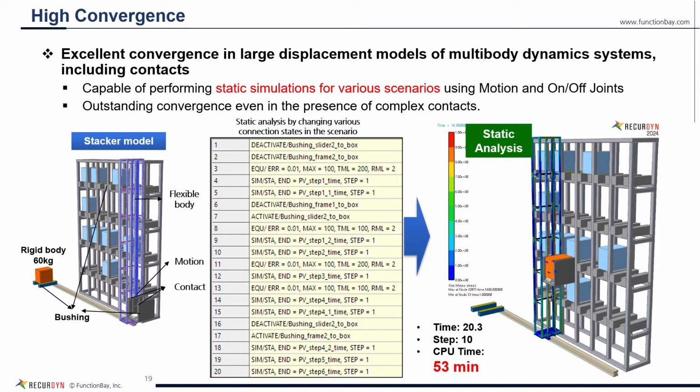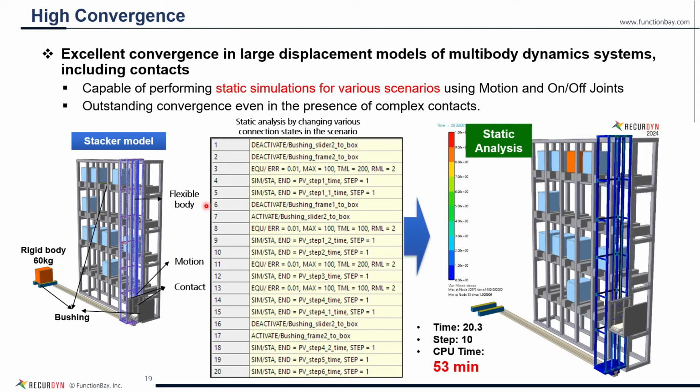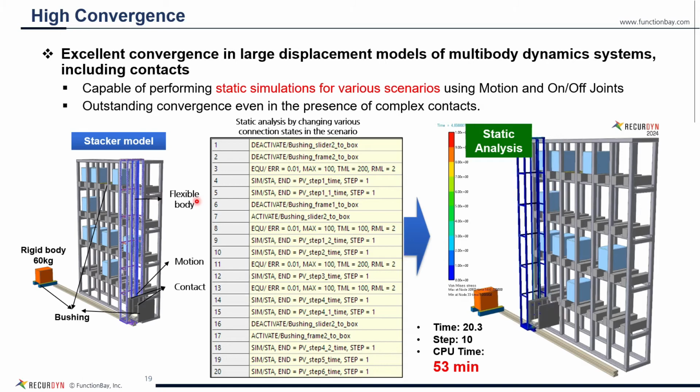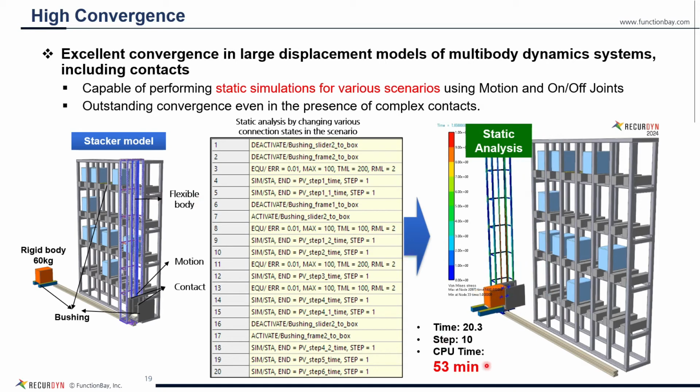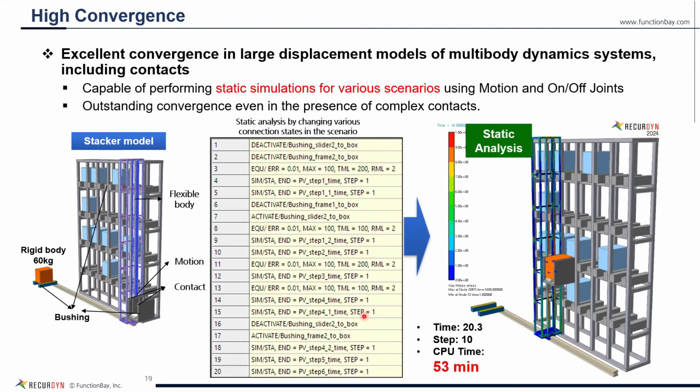This is not just a result of dynamic analysis. Instead, multiple static analyses for the desired states were performed sequentially, using motion and contact. While it took 53 minutes to achieve convergence, performing the same analysis with dynamic analysis would have taken significantly longer. This highlights a key advantage of F-flex static.